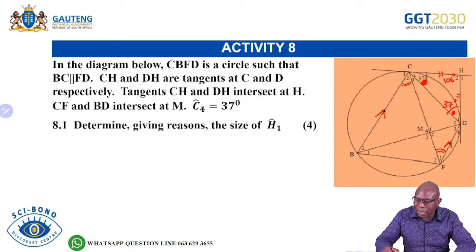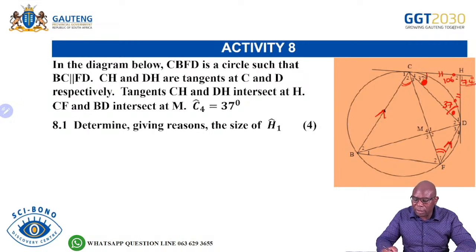If it's 106, I know H1 is going to be 74, and I must be writing the reasons, okay? On the side, I'm writing the reasons. So I've got that one is 74. I can check this one, 74, 37 plus 37 is 74. It's an exterior angle of a triangle. Okay, so now I can quickly go to my questions.